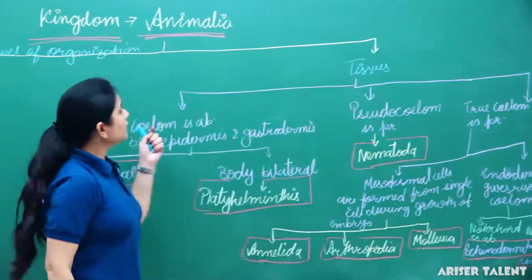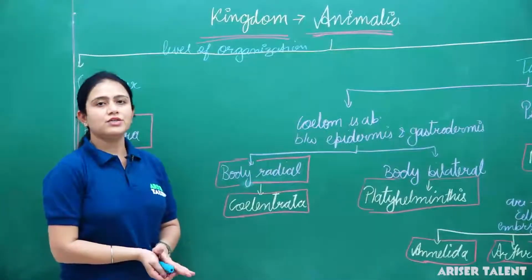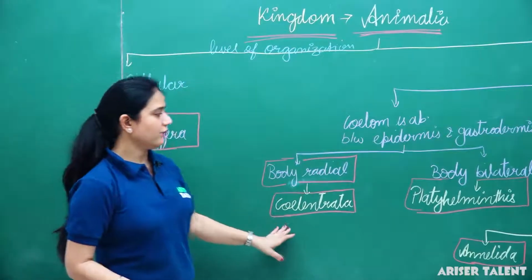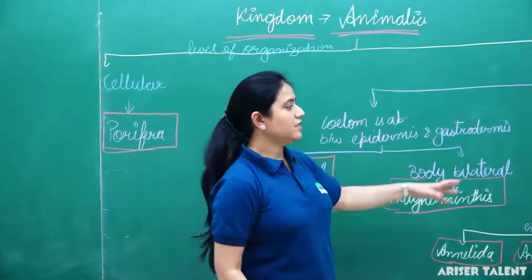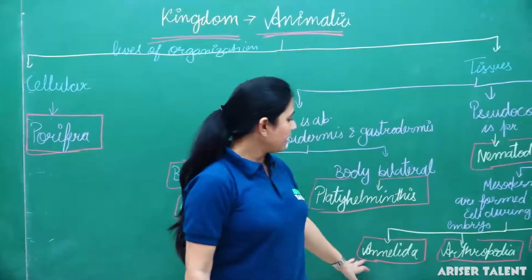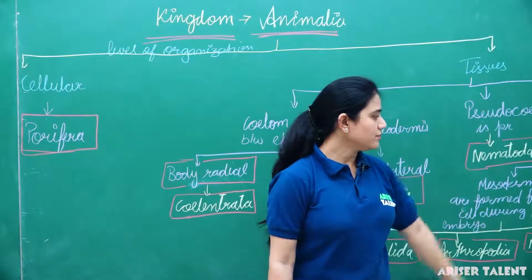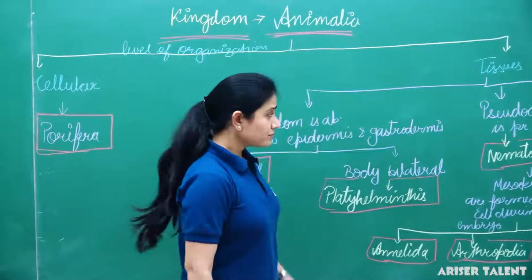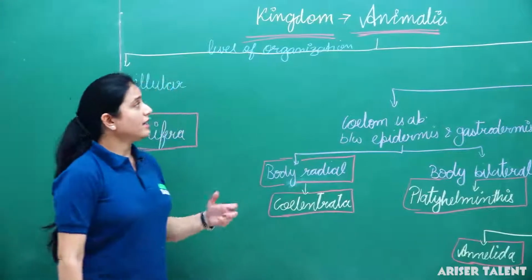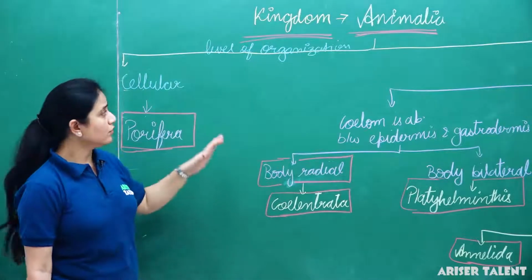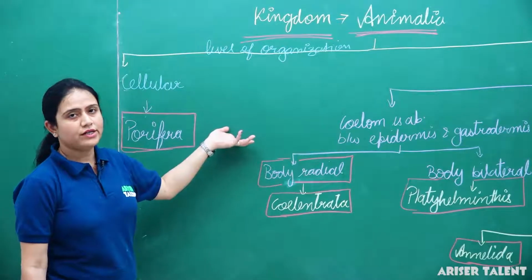Clear? So, thus the animals are classified into different phyla: Phylum Porifera, Phylum Coelenterata, Phylum Platyhelminthes, Phylum Nematoda, Phylum Annelida, Phylum Arthropoda, Phylum Mollusca, Phylum Echinodermata and Phylum Chordata. Thus, we can say that animals are kept into different phyla on the basis of level of organization.